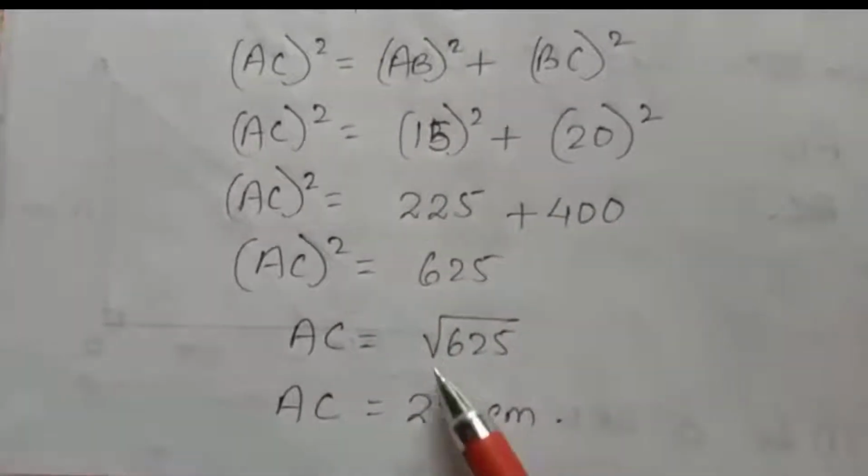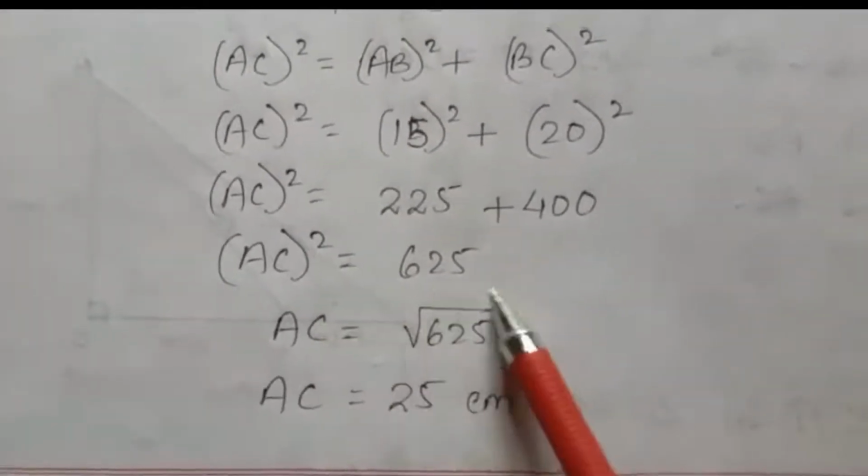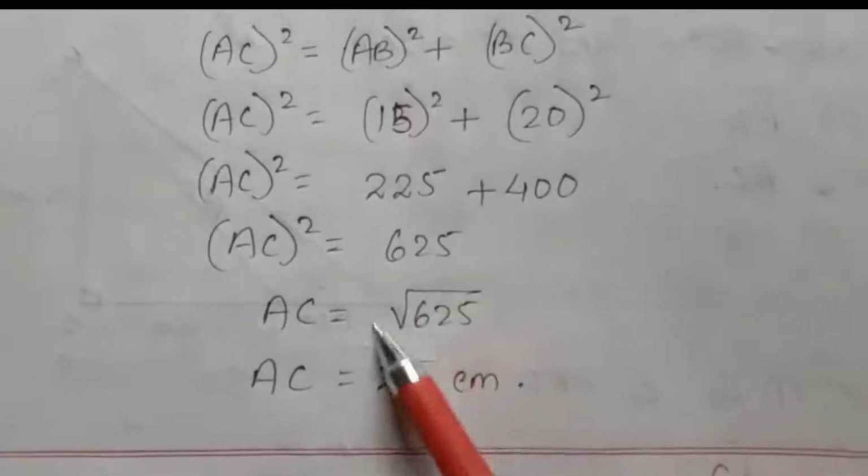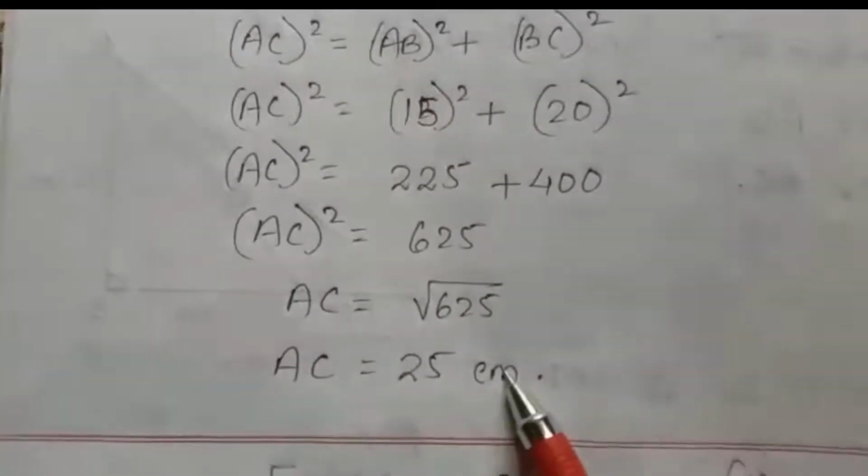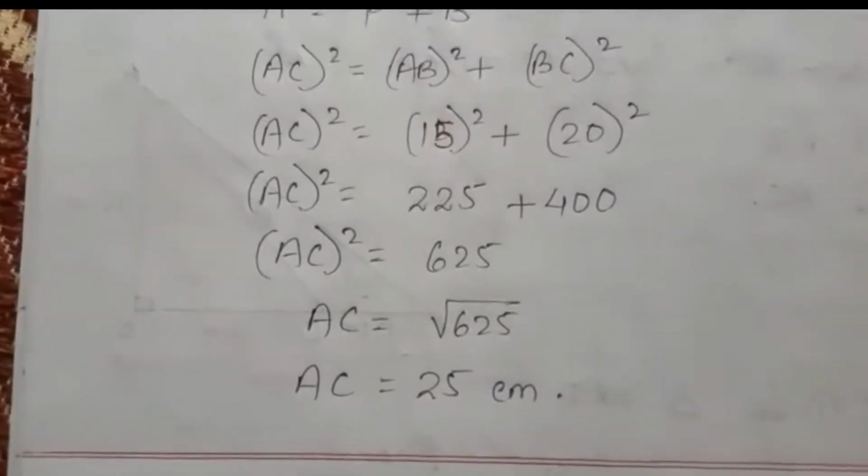So remove this square, here you have to give square root of 625. So root 625 is 25 centimeter. So the value of AC is 25 centimeter.